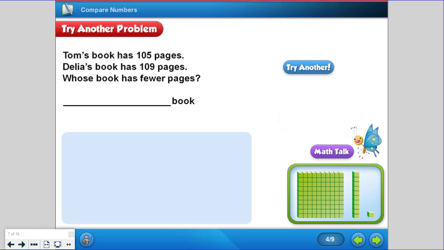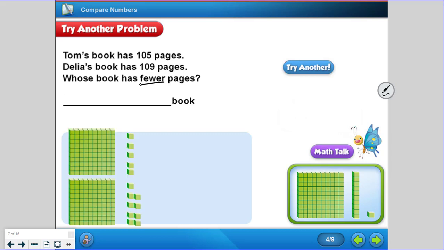Here's the problem. It says for number 2, that's which one we're on, Tom's book has 105 pages. Delia's book has 109 pages. Whose book has fewer pages? Oh, so we're doing something different. We're looking for fewer pages this time. Okay, so I'm going to go ahead and model these, and I'll share my model with you, and then I'll do a quick picture. Okay, so we have 105, and then we have a model for 109.